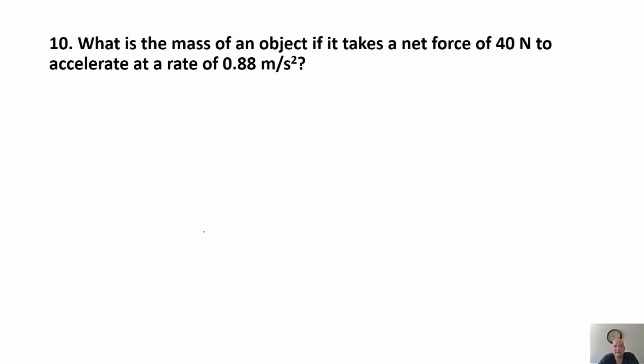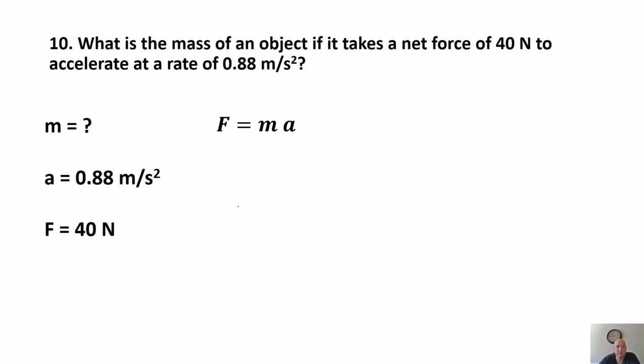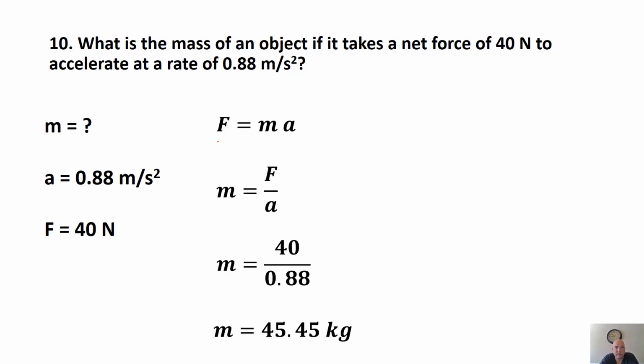What is the mass of an object if it takes a net force of 40 newtons to accelerate at a rate of 0.88 meters per second squared? So we have mass that we're solving for. We have our acceleration given. We have a force given. This time we're going to go ahead and solve. We want mass alone, so we're going to divide out the acceleration. So that just is going to be m equals F over a. And we plug in our values, and we're going to get a mass of 45.45 kilograms.